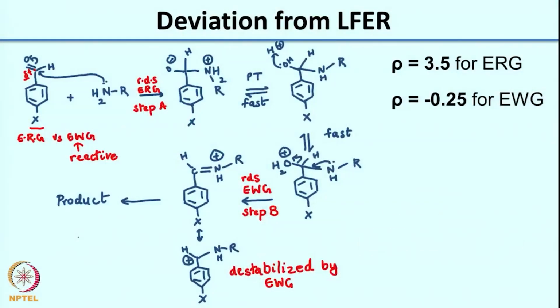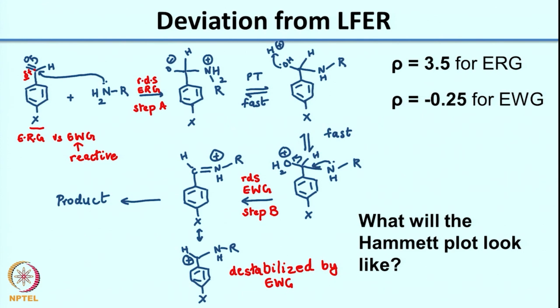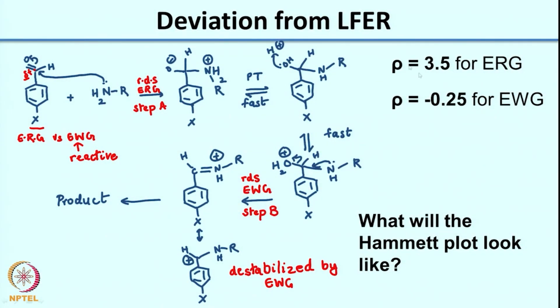So, now I have another question for you. Now that you know the values for ERG and EWG, what will the Hammett plot look like? Can you go ahead and draw a plot of log of Kx by Kh versus sigma for this particular reaction, and you have all the information in front of you. So, it is simple mathematics. You have log of Kx over Kh versus sigma, where rho is 3.5 for electron releasing group and minus 0.25 for electron withdrawing group. So, you can go ahead and do this exercise.